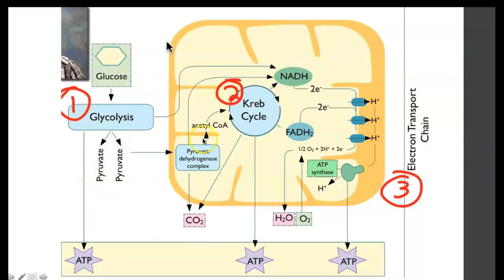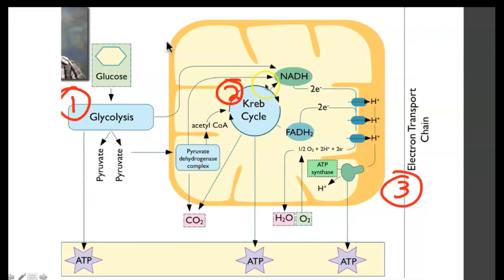Pyruvate is then going to enter the mitochondria. Pyruvate is going to bond with coenzyme A to form acetyl-CoA. Remember, pyruvate cannot enter the Krebs cycle. Acetyl-CoA can, because it has this acetyl group which initiates the process. So pyruvate is going to bond with coenzyme A to form acetyl-CoA. As a result, a carboxyl group is lost to form carbon dioxide. So again, carbon dioxide is being released in this process, and that's what we exhale out of our mouths. Now, acetyl-CoA is going to enter the Krebs cycle.